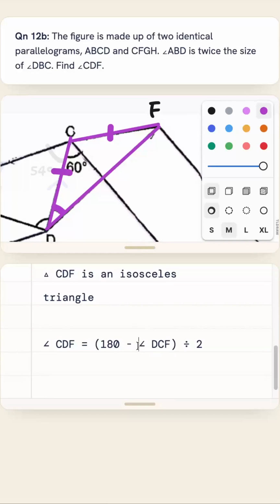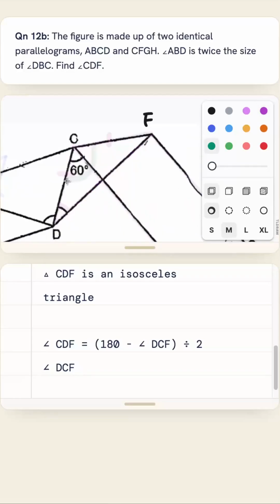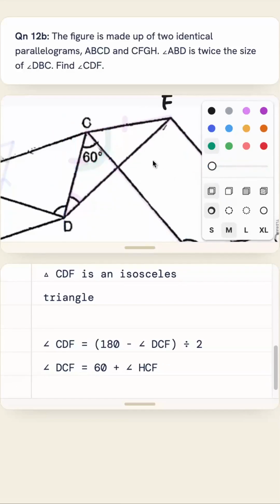So how do we get angle DCF? All right, so to get angle DCF, in this case is the color green. DCF is basically 60 plus angle HCF. So I see over here. So angle DCF is equal to 60 plus HCF, which is in blue over here. So how do we get angle HCF?